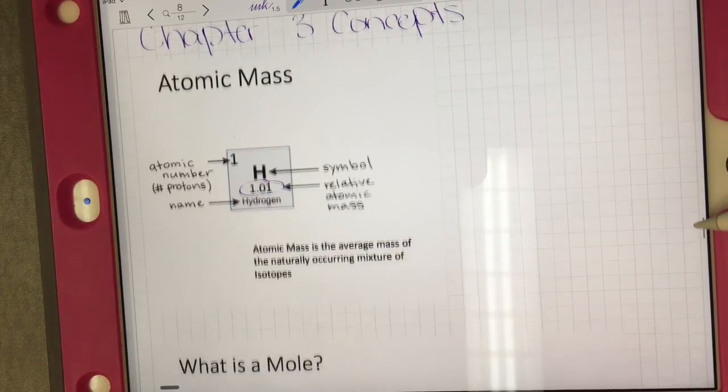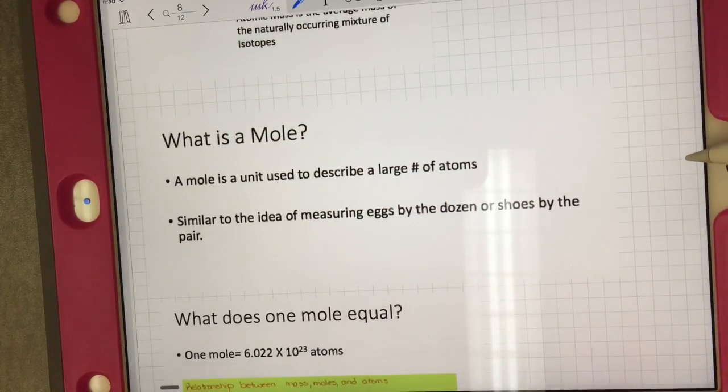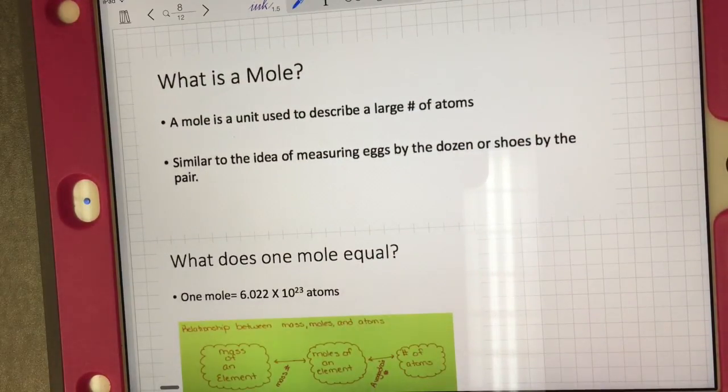And so we get introduced to this idea of a mole. So what is a mole? A mole is just simply a unit used to describe a large number of atoms. We can relate this to real life, like when I go to the grocery store and I'm making a bunch of cakes. I'm not going to say I need 12 eggs. I'm going to say I need 1 dozen eggs, because that's how eggs come, and it's easier to just say a dozen or 2 dozen.